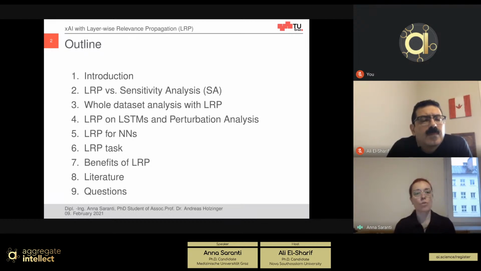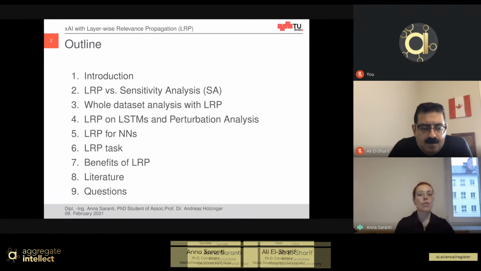I will proceed to show how LRP is beneficial for whole dataset analysis. We deal with big data. Heat maps usually present us stuff that is particular to a particular input. So it's very important that we have heat mapping methods that help us with big data, and then we can see how we can also be helped with LRP with perturbation analysis, changing our data set accordingly to improve the performance of our models.